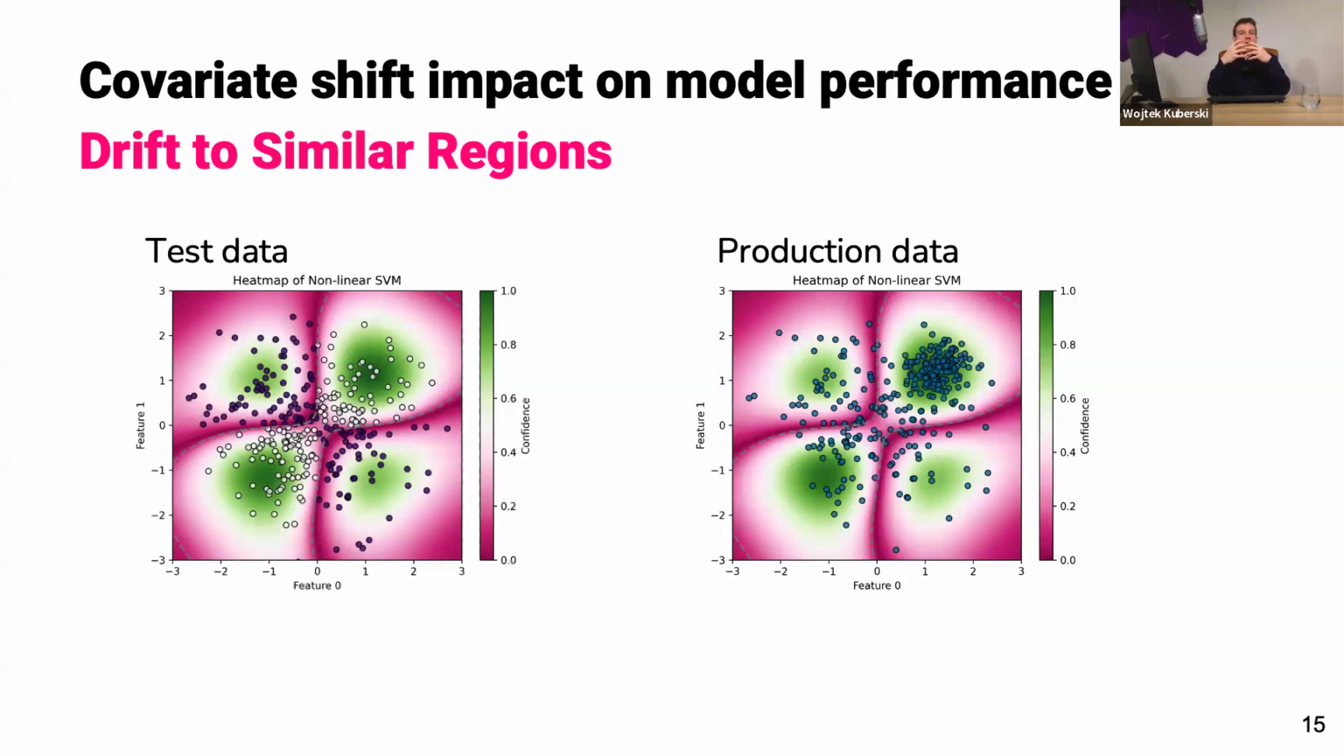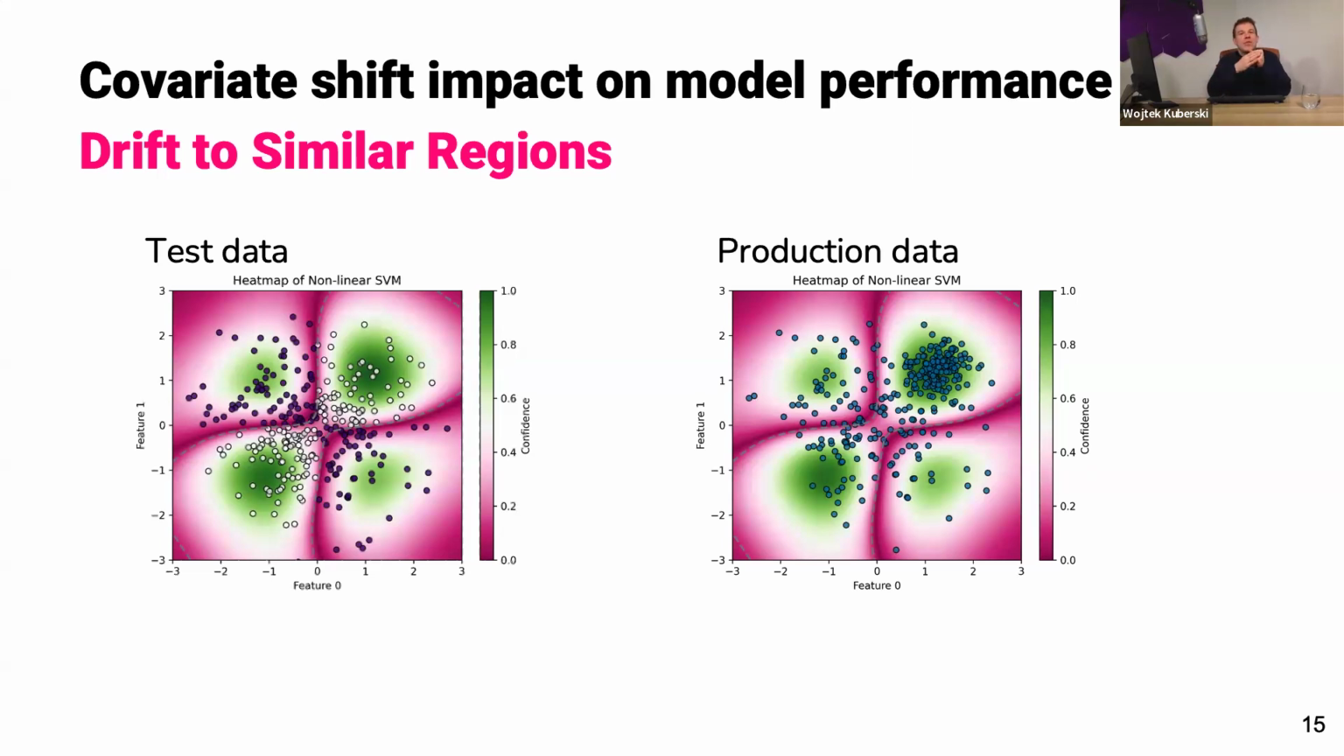Now, on the opposite side of the spectrum, if we see significant covariance shift, but the data happens to drift to regions where the model is very confident of its predictions, we actually expect to see either no significant change in model performance, or in very extreme cases like the one you see here, an increase in performance, which means that covariance shift is not always bad news.